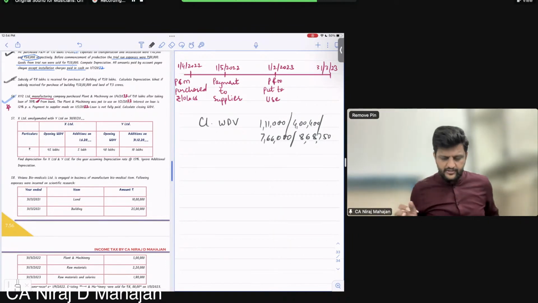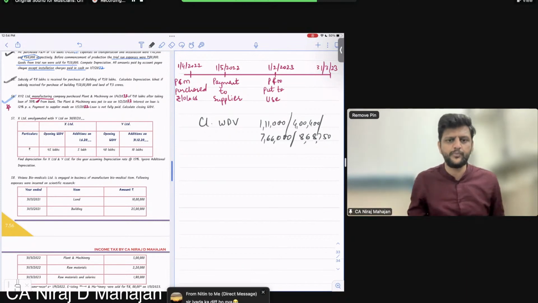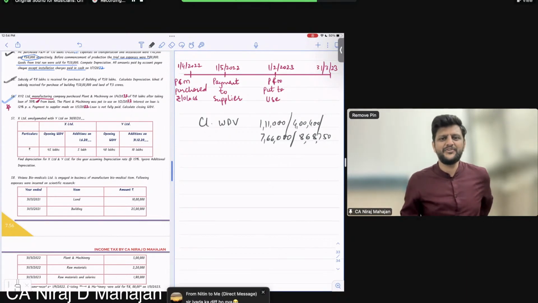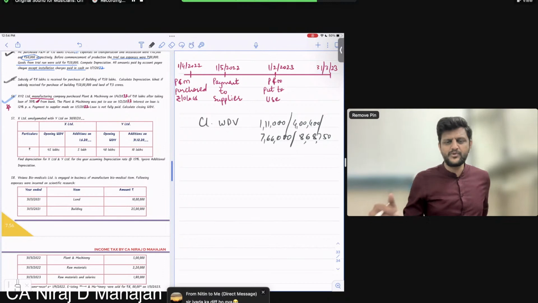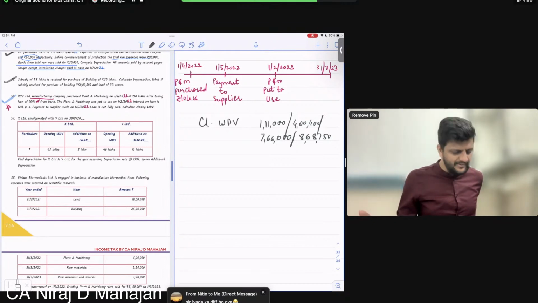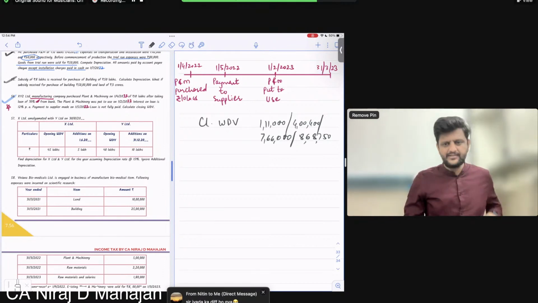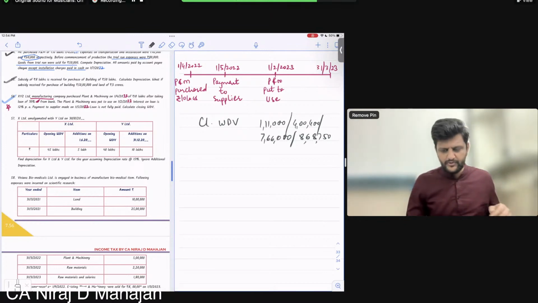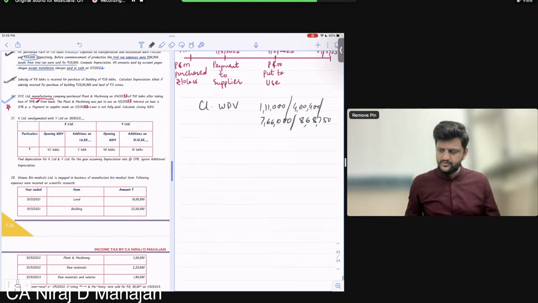I got various answers for closing WDV. Pen drive students, I hope. So I thought around 11. That's why I was wondering there is one more zero missing out. I thought you were saying 11 lakhs. But cost itself is what? 10 lakhs. So yes, obviously closing WDV should be less than 10 lakhs. Pen drive students, I hope even you got some answers. Okay, let's try.